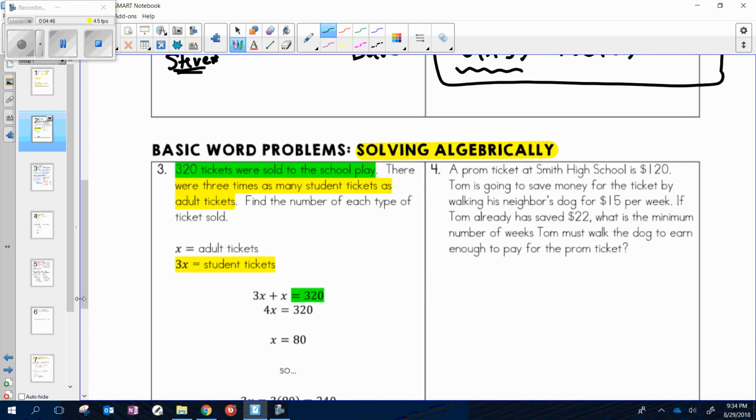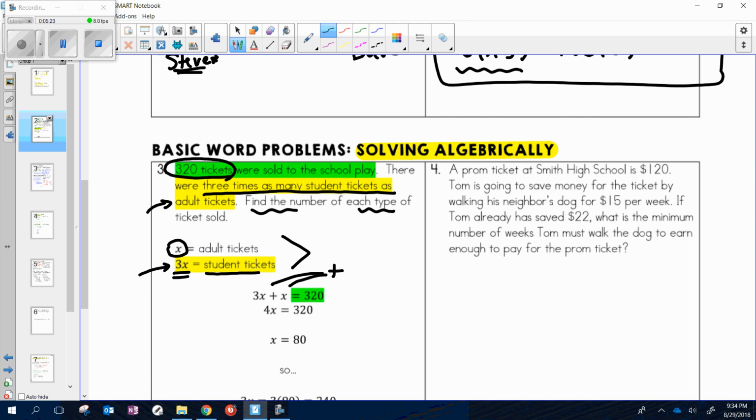Basic word problems. Okay, 320 tickets were sold at a school play. There were 3 times as many student tickets as adult tickets. So find the number of each type. We got student and adult, but they told me nothing about the adult tickets, so I'm using x to represent adult tickets. They told me there are 3 times as many student tickets as adult. So if I multiply that by 3, I get the student tickets. So right here is where I define my variables. When I add the student and the adult tickets together, I get an equation equal to 320 tickets.